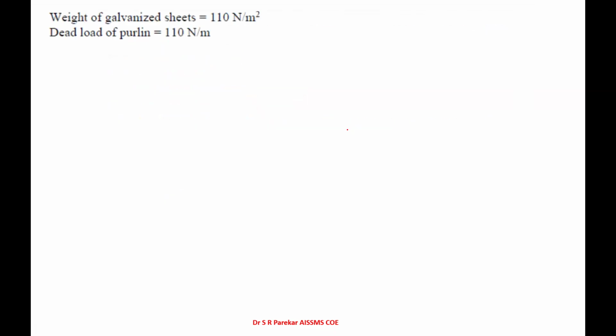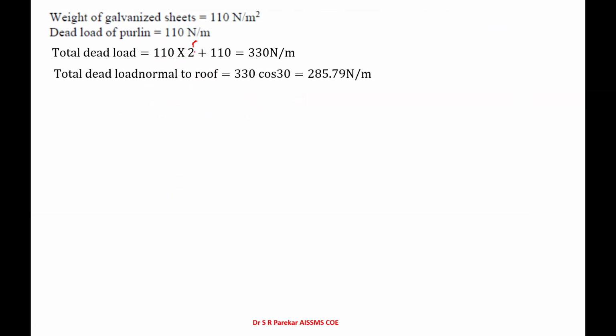So we have the weight of galvanized sheet, 110 Newton per meter square. Purlin is given as 110 Newton per meter. To get the total dead load, we multiply by the spacing of purlin. They have assumed this load is acting on inclined area, therefore they have multiplied by the spacing of purlin. So 110 into 2 plus 110, that is 330 Newton per meter. Total dead load, normal to roof.